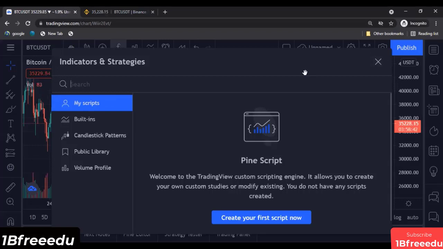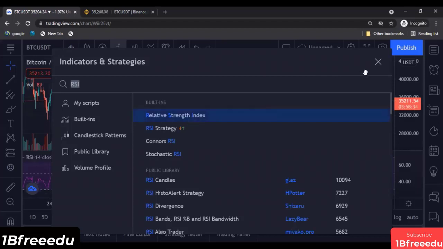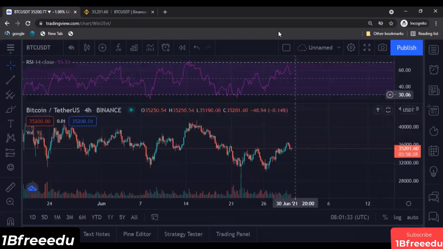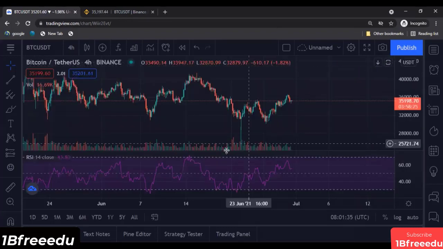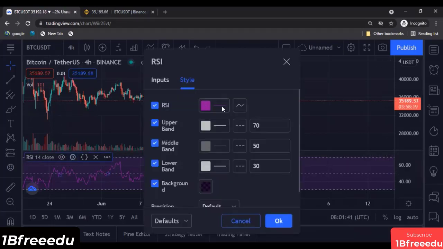So to add that indicator, I will show you first that you can go to the indicator section, and then write RSI and click here just once. Now you can see that at the bottom there is an RSI. You can click here to move that up, or move it down as you wish. Here, if you click on settings, you can easily set it up.